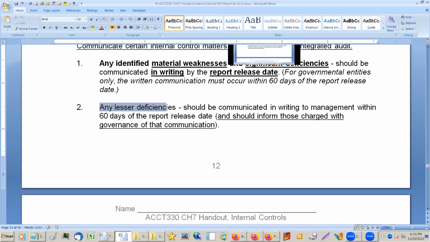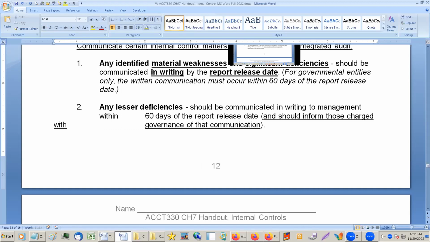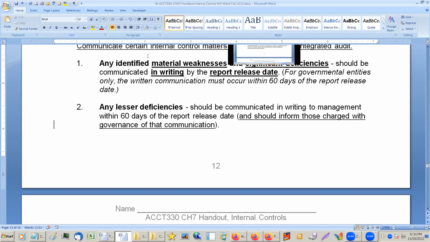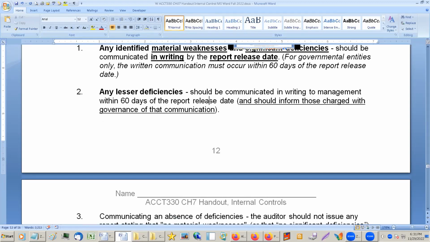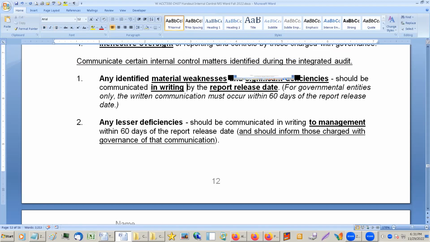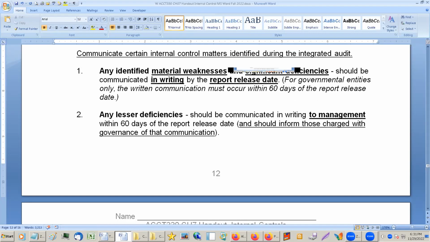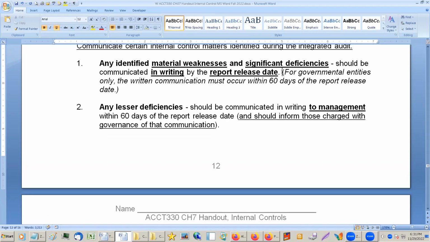Lesser deficiencies, in other words, things that are insignificant, should be communicated in writing to management within 60 days of release date. And these are only for issuers. Material weaknesses and significant deficiencies have to be given by the release date.